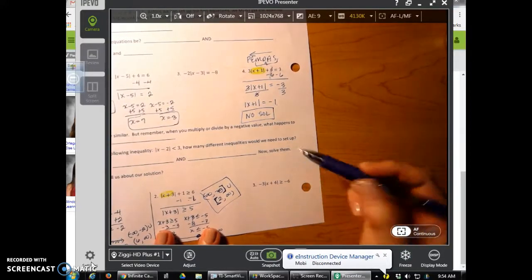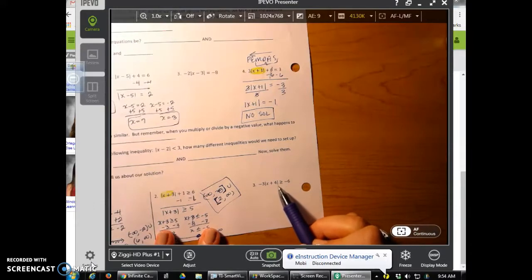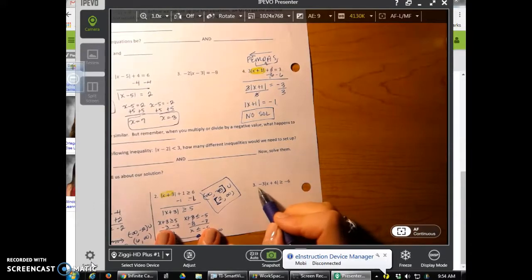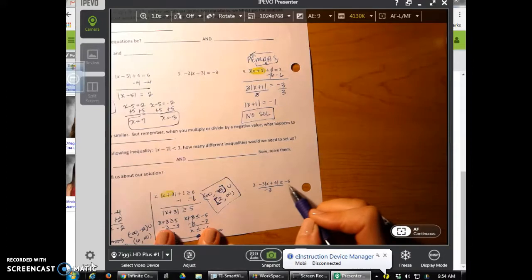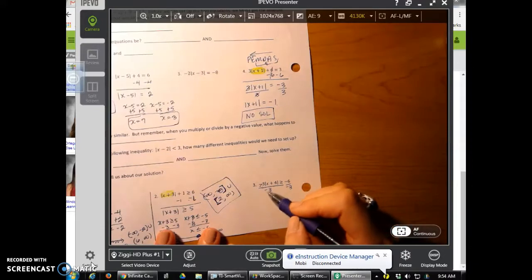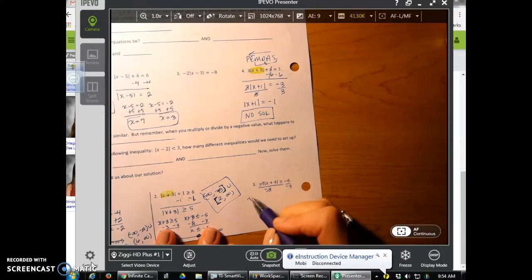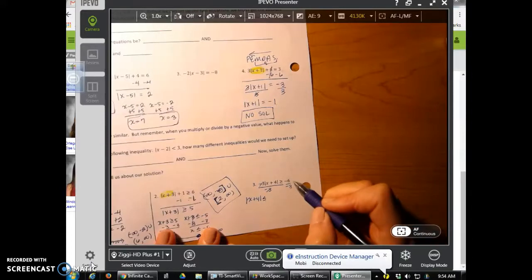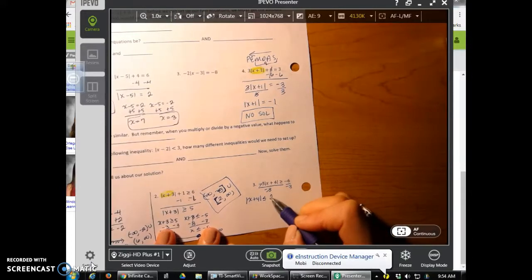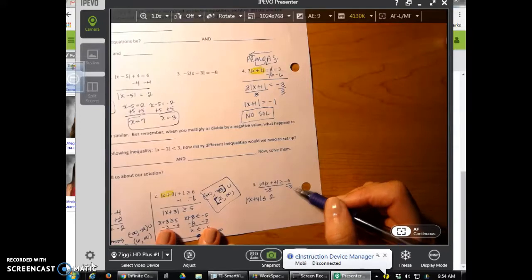Again, with PEMDAS, working backwards, but there's nothing to add or subtract, so the first thing I'm going to do is divide by the negative 3. And as soon as I divide by that negative, I have to remind myself I must reverse the symbol. So it's going to be x plus 4 in the absolute value, but now it's going to be less than or equal to a positive 2 when I do this, because I divided by a negative.